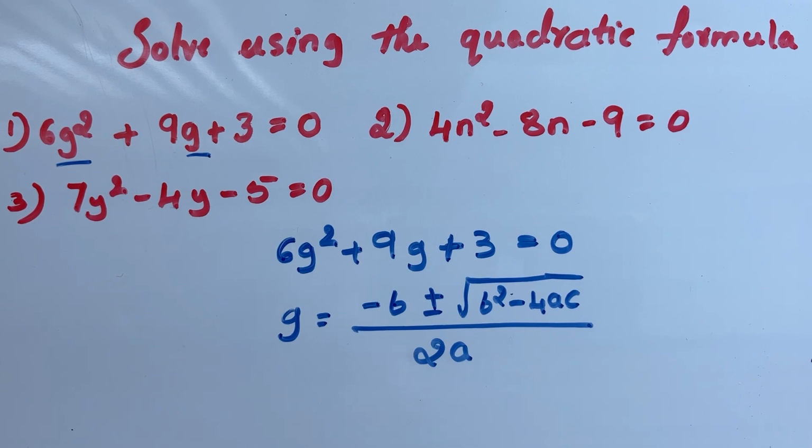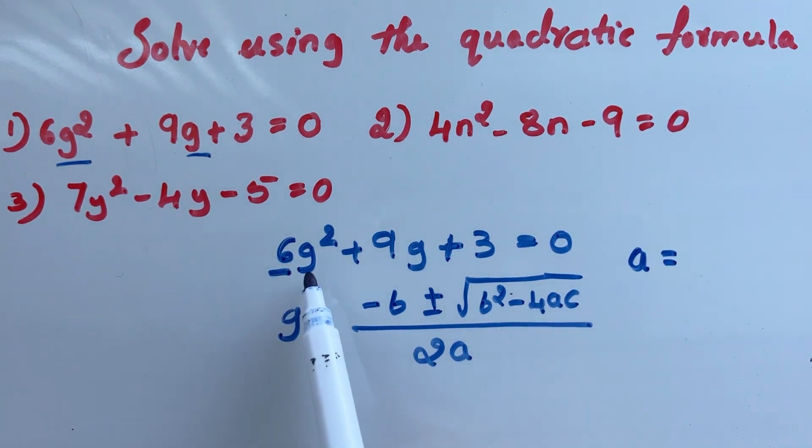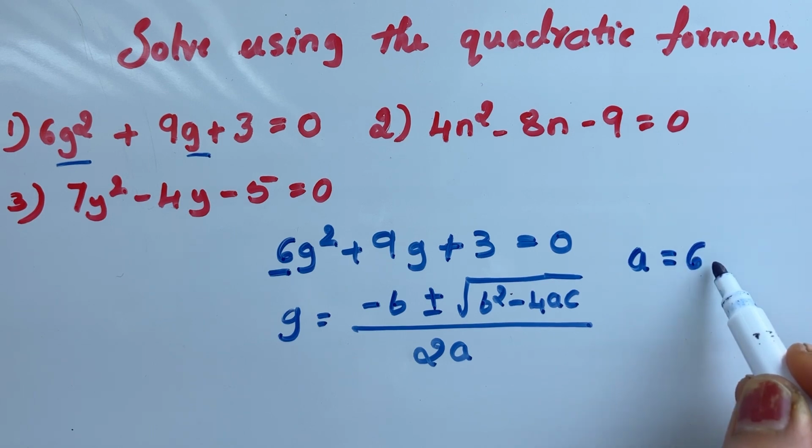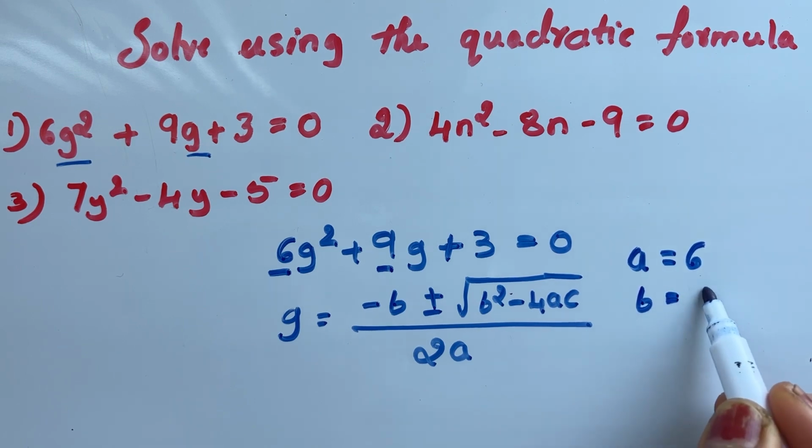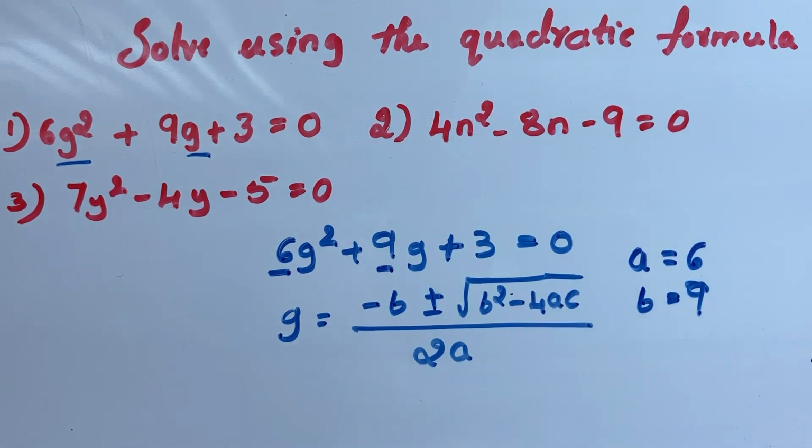g is the variable, so I have taken the quadratic formula. g is equal to negative b, or minus b, you can say, negative b plus or minus square root of b² − 4ac divided by 2a. What is our a here? a is 6, coefficient of g². So a is 6. b is 9, coefficient of g, and constant term c is equal to 3. Substitute all the values of a, b, c in the given quadratic formula.